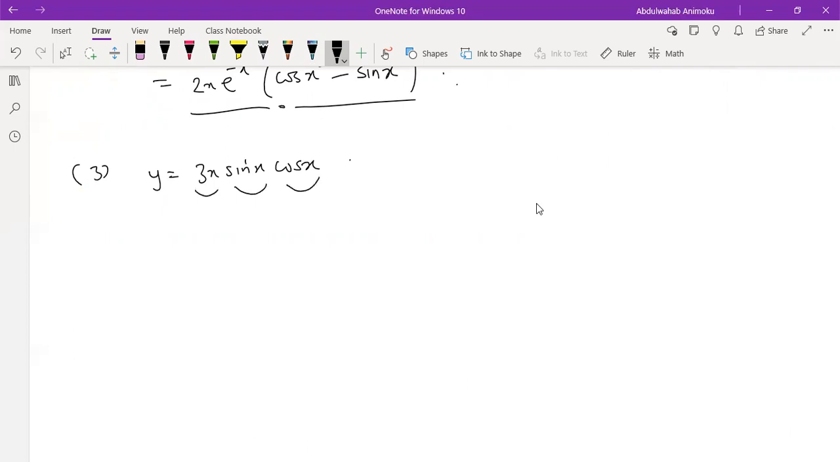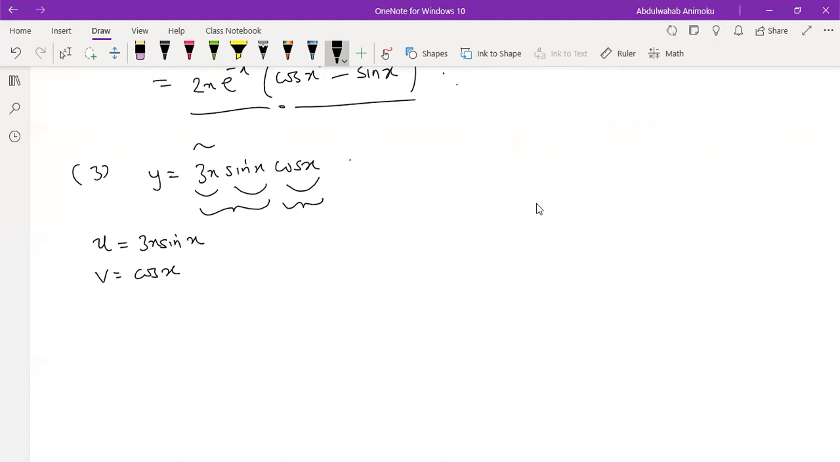Now, you can also look at it as a product of two functions, where the first one is 3x sine x, and the second one is cos x. So you can do that substitution. Make u 3x sine x, and make v cosine x. You could also look at it as what? Let u be 3x and let v be sine x cos x. Whichever way you look at it, your answer will still be the same. Your answer will still be correct. But I'm looking at it this way.